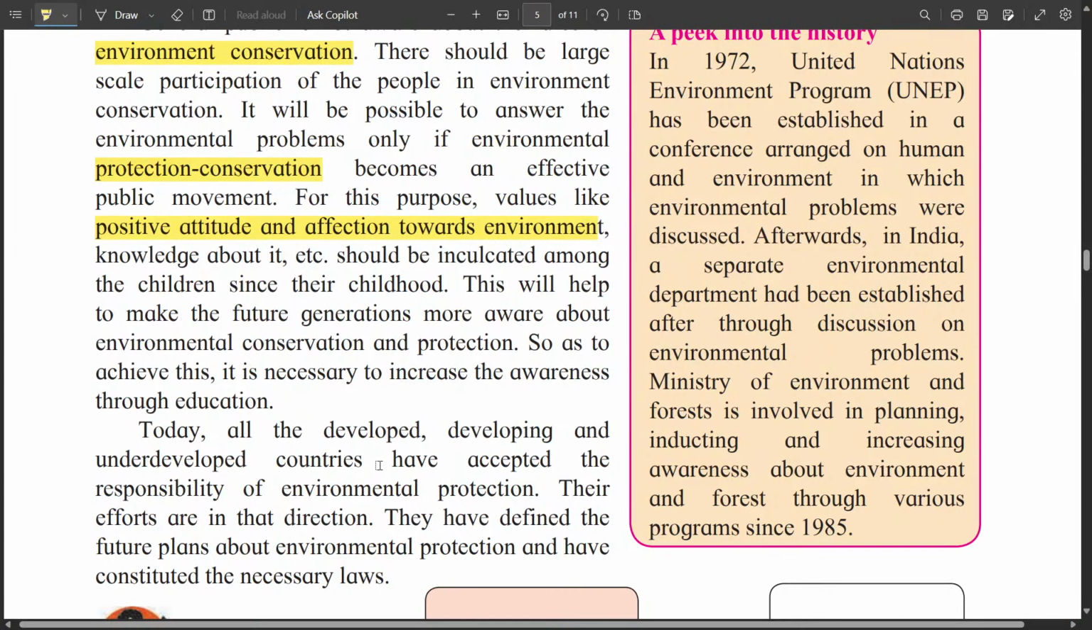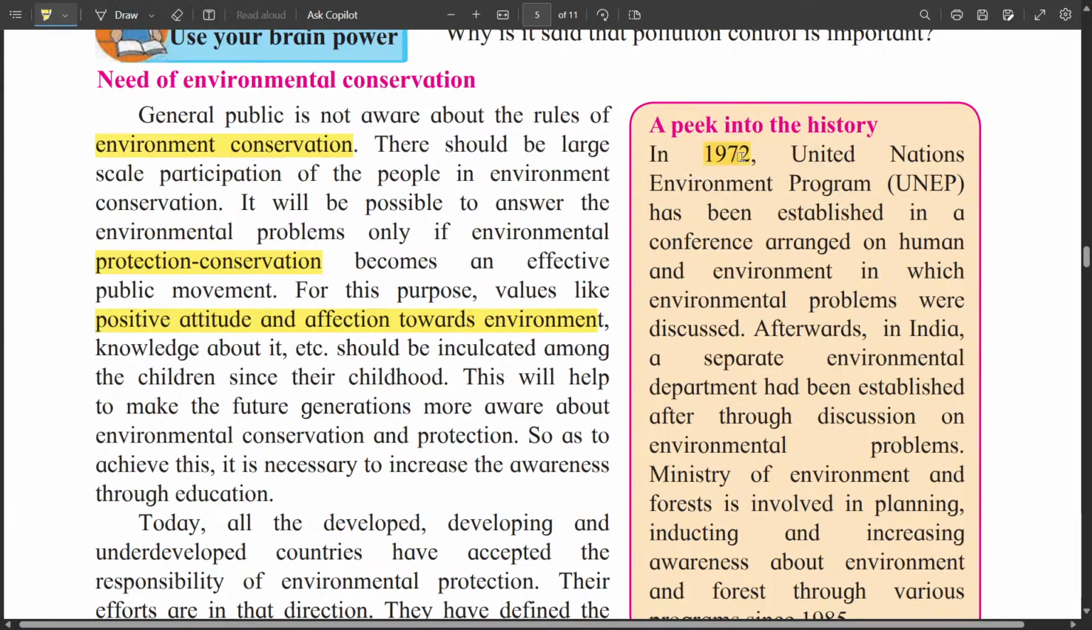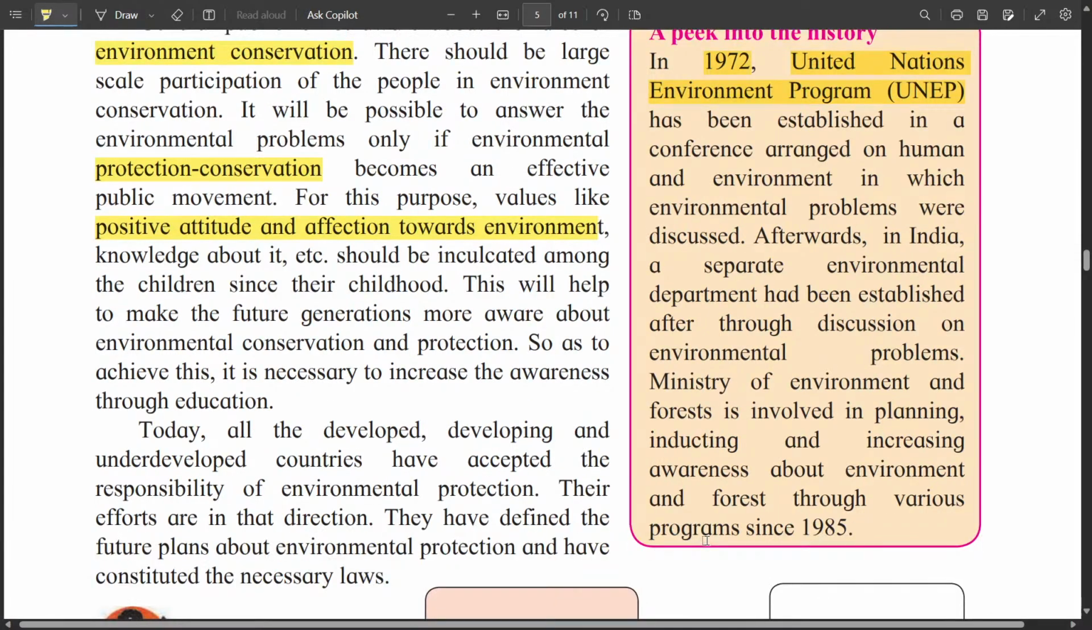Today, developing and underdeveloped countries have accepted responsibility for environmental protection. Their efforts are in that direction. It started in 1972 when the United Nations Environment Programme, UNEP, was started. In India, a separate environmental department was established after the discussion on environmental problems. So the Ministry of Environment and Forest has been involved in planning, promoting and increasing awareness about environment and forest through various programs since 1985.